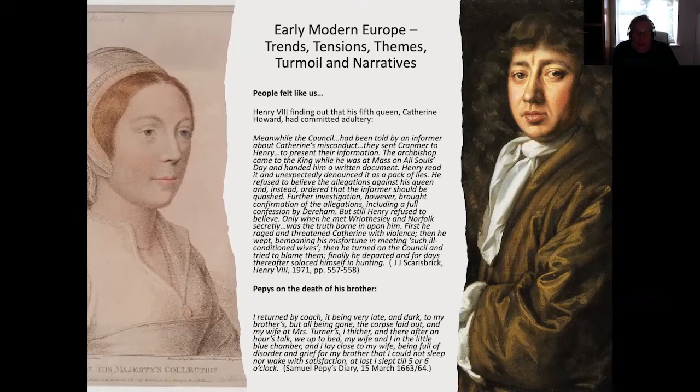He had feelings. And then I thought, a bit more touchingly, this is Pepys. Samuel Pepys, who was Secretary of the Navy under Charles II and kept a famous diary. This is what he wrote about his brother's death. I returned by coach, it being very late and dark, to my brother's, but all being gone, the corpse laid out, and my wife and Mrs. Turner's. I thither, and there after an hour's talk, we went up to bed, my wife and I, in the little blue chamber. And I lay close to my wife, being full of disorder and grief for my brother, but I could not sleep nor wake with satisfaction. At last I slept till 5 to 6 o'clock. It's just an example that people had feelings.